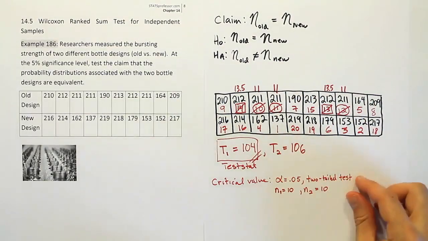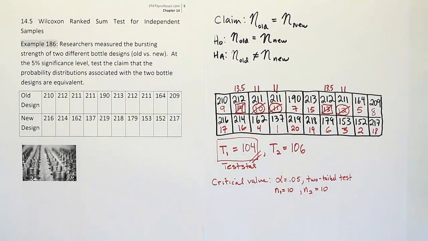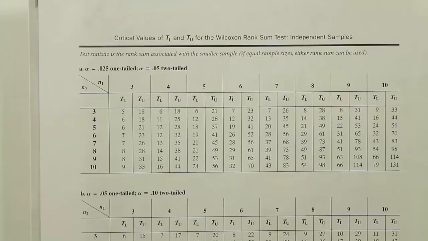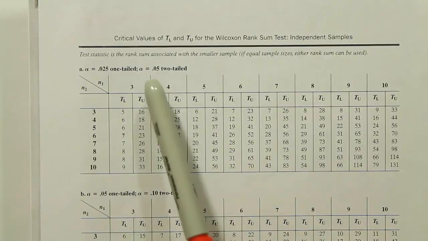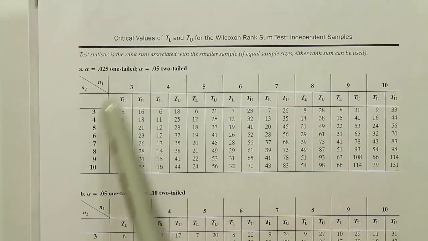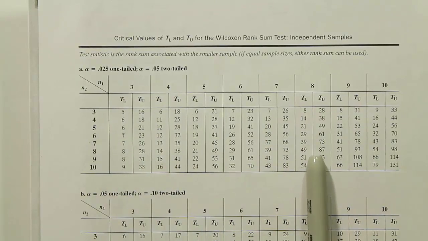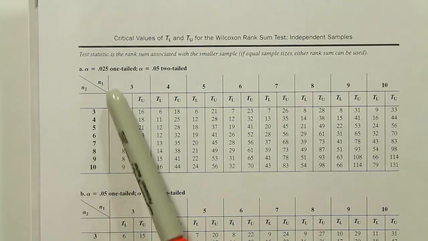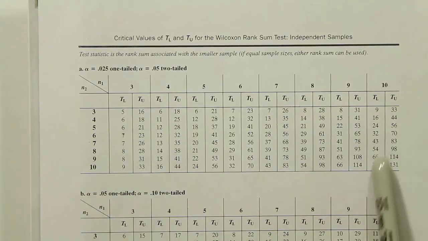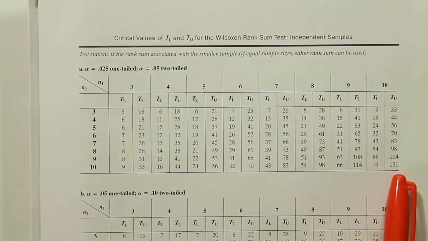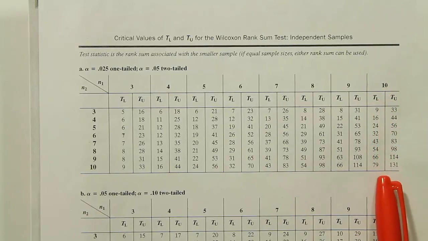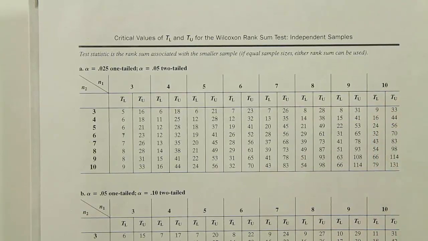Armed with this information, let's go to our table and find our critical values. In this problem, we're looking at 0.05 for a two-tailed test on the Wilcoxon rank sum table. We're in this first cell, and then we see that the n for both samples was 10. So we line that up for n1 10, n2 10. We find the intersection to be here. So our two critical values are 79 and 131. Our TL is 79 and our TU is 131.